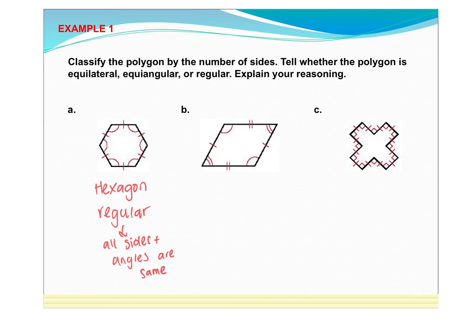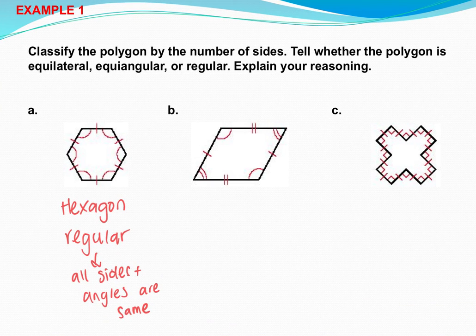All sides and angles are the same. What about B? First of all, what kind of figure is it? Quadrilateral. It's a quadrilateral. Is it regular? No. Is it equiangular? No. Is it equilateral? No.